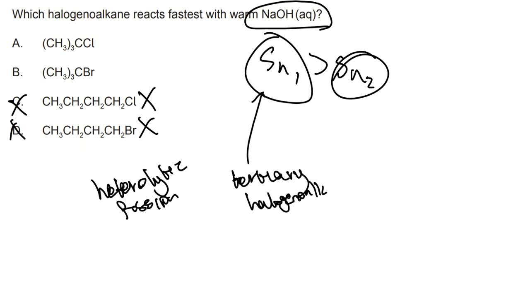But since we're looking at the bond breaking, we're going to think about which bond is weaker. If we compare C to Cl and C to Br, C to Cl has a higher electronegativity difference, so it's stronger. Since the bond is stronger, it's going to be harder to break heterolytically. So this one's going to be slower in forming the carbocation intermediate. Since that's the slow step, this one has a lower reaction rate. So we're going to eliminate this option and pick B.